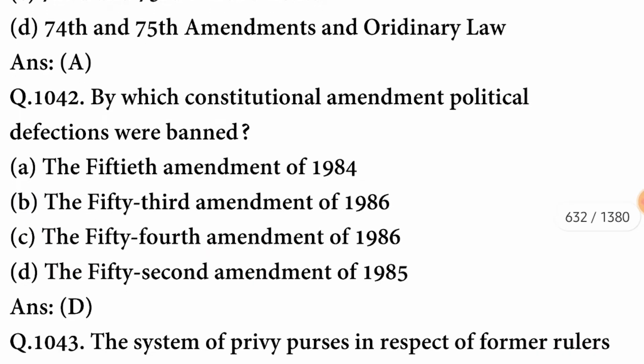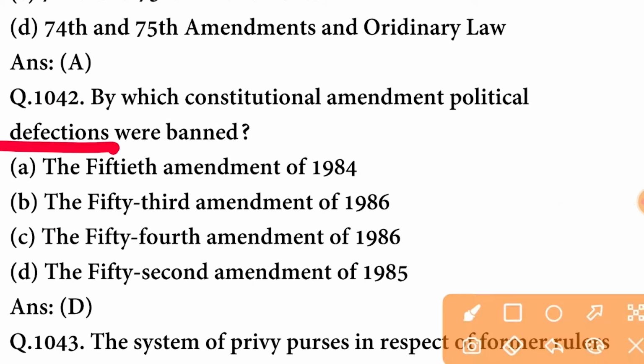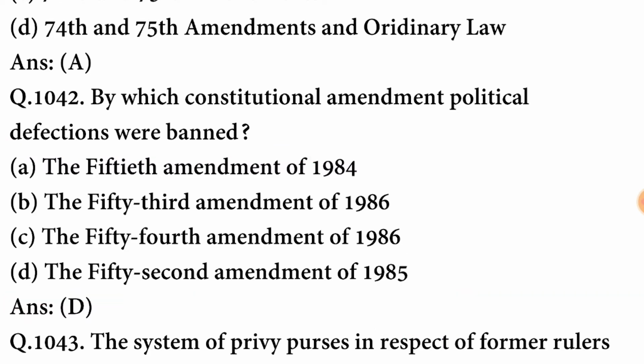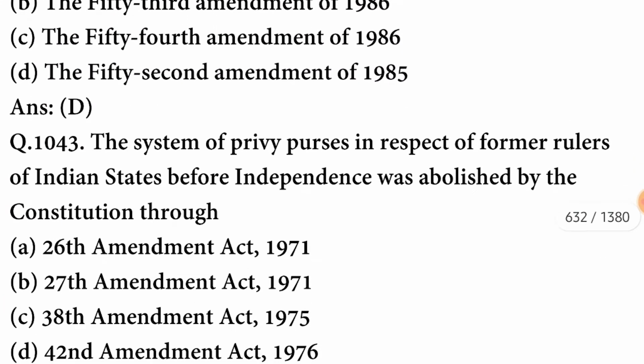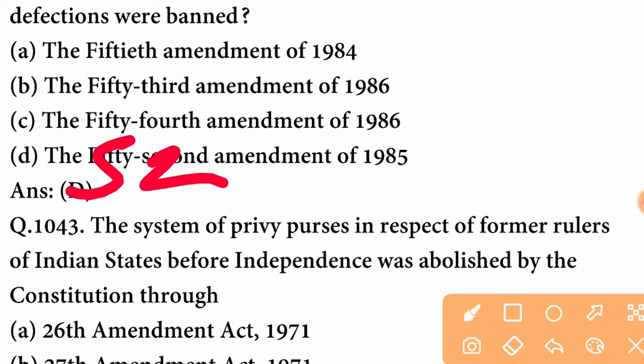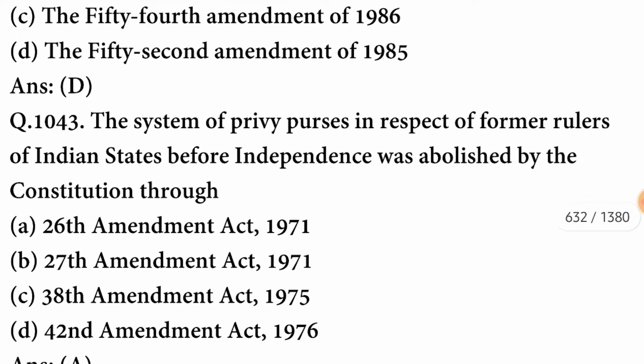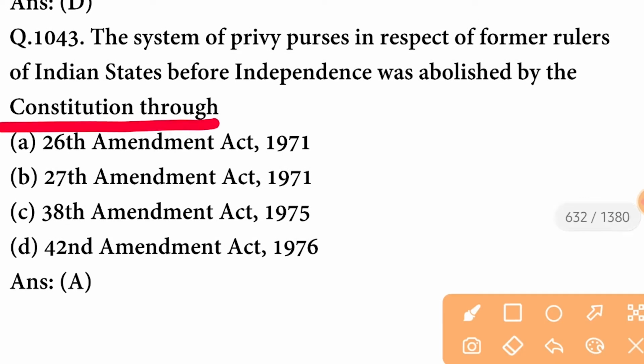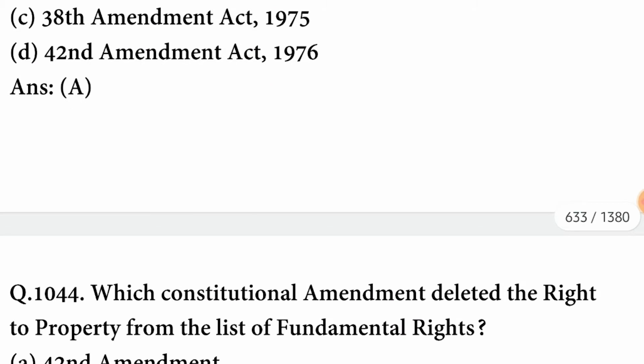A option is correct. By which constitutional amendment were political defections banned? The amendment was the 52nd Amendment of 1985. The option is correct. The system of privy purses in respect of former rulers of Indian states before independence was abolished by the Constitution through the 26th Amendment Act 1971. A option is correct.